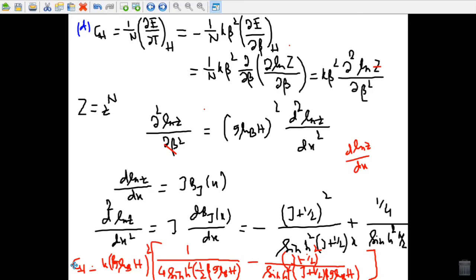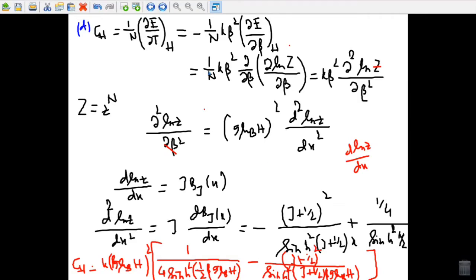specific heat at constant field is equal to k times (beta g mu_B H)^2 times [1/4 sinh^2(1/2 beta g mu_B H) minus (J + 1/2)^2 sinh^2((J + 1/2) beta g mu_B H)]. So substituting J equals half and g equals 2, we can also obtain the previously calculated value of C_H equals mu_B^2 H^2 divided by (kT)^2 times cosh^2(beta g mu_B H).